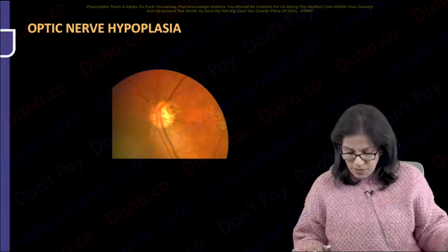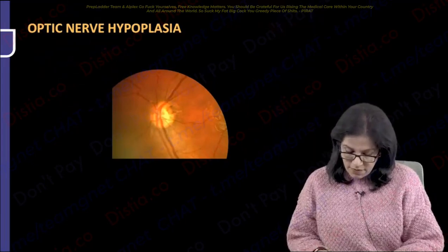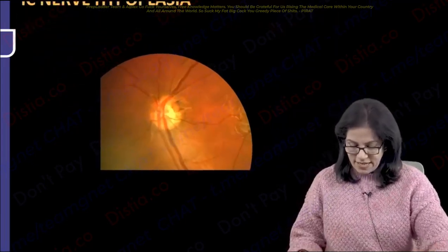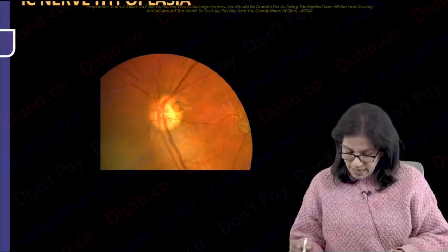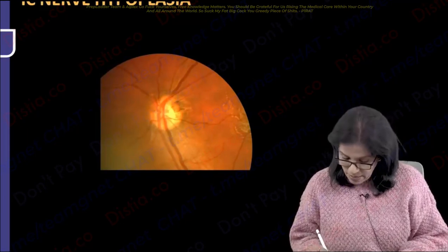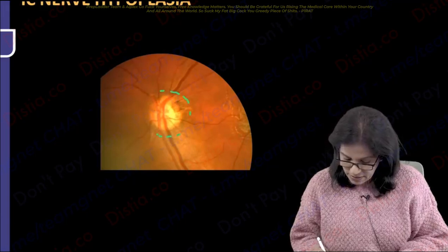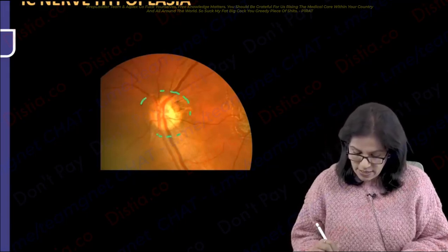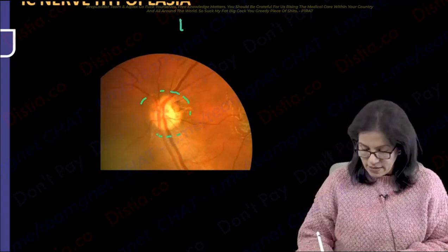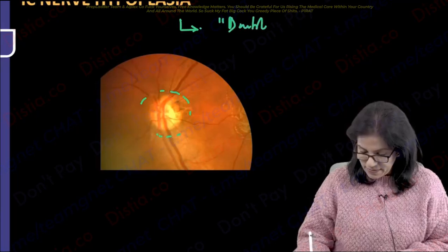This is the condition which is called so when the size of the disc is small, right? This is your optic nerve hypoplasia. And if you look here, there are some peripapillary pigmented changes. We generally call it the double ring sign. The presence of this is generally said to be the double ring sign.